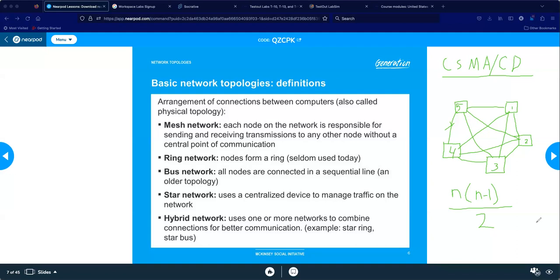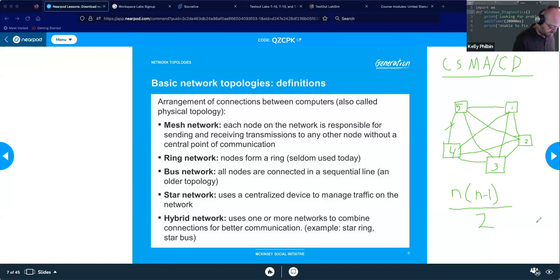It's 8 times 7. Kelly, could you repeat what N represents? You said the computer, right? N represents the number of computers. Number of computers, thank you. So 8 times 7 is 56 divided by 2. 28. So do we see a problem here?